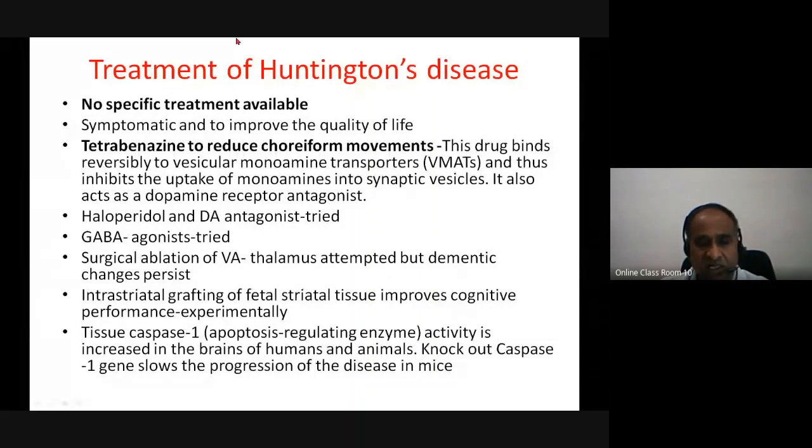And this person is moving all the time, and he is exhausted by the body movements, and he will die of something, either pneumonia or some other complication.